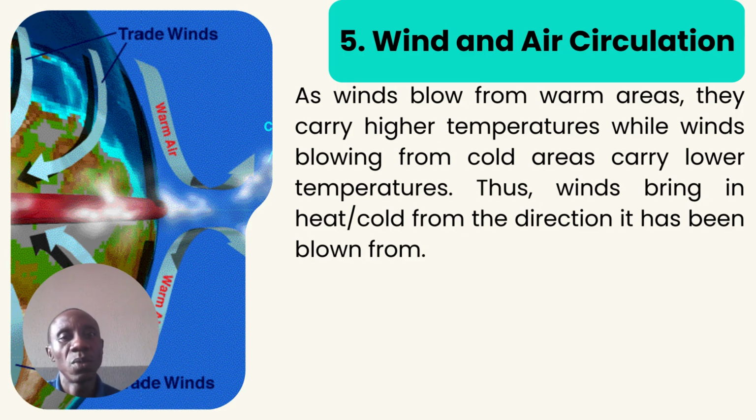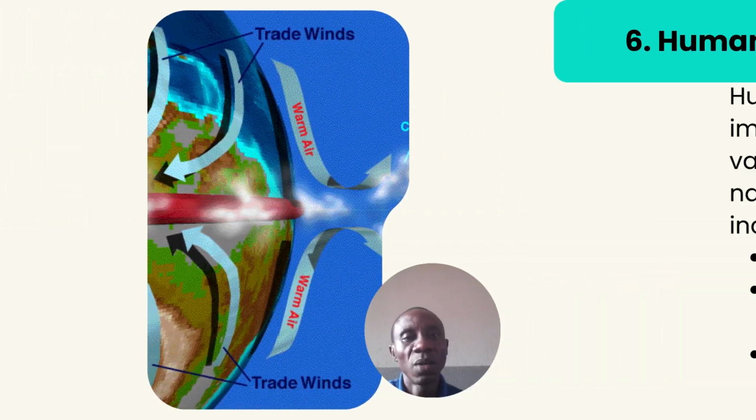Another factor that affects the climate of an area is wind and air circulation. As winds blow from warm areas, they carry higher temperatures, while winds from cold areas carry lower temperatures, and they can raise or lower the temperature of the places they flow to, respectively. And then we also have human activities.